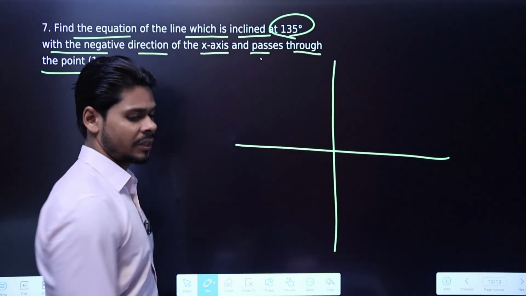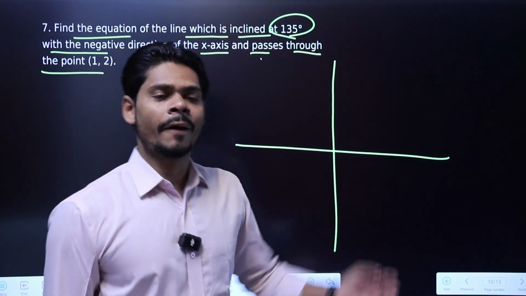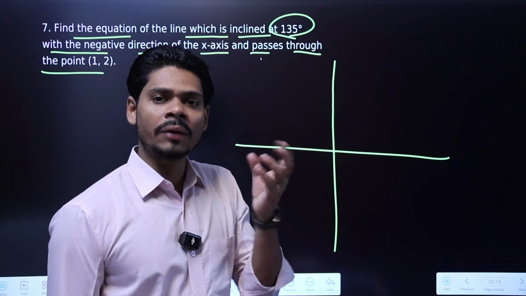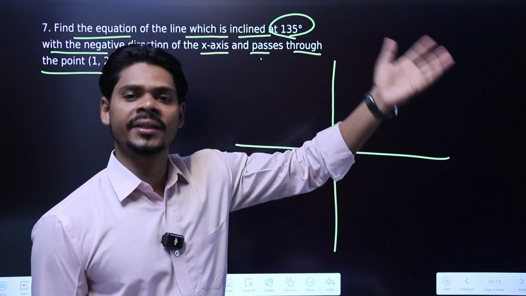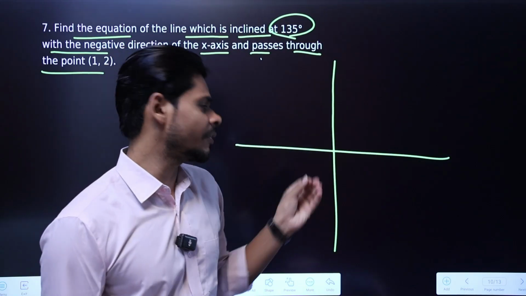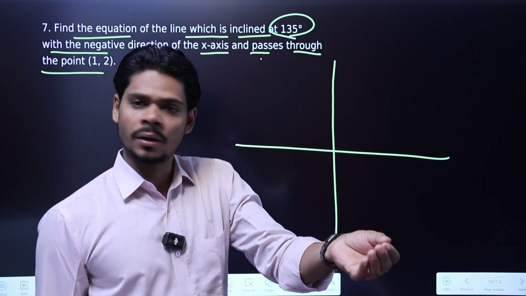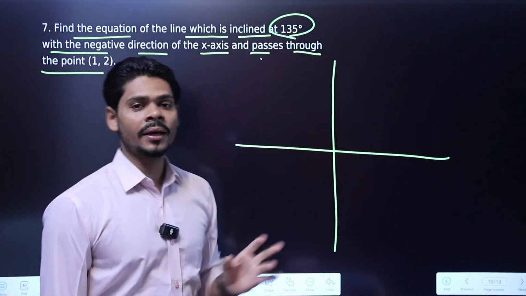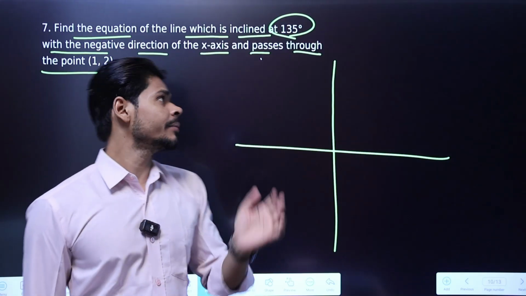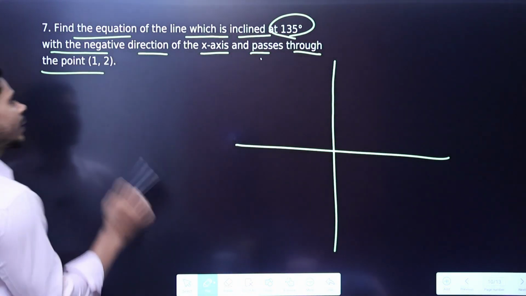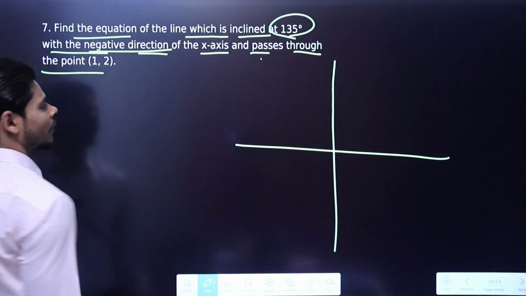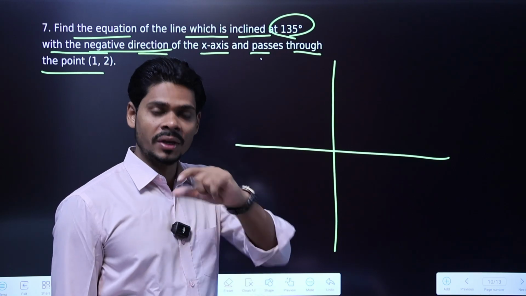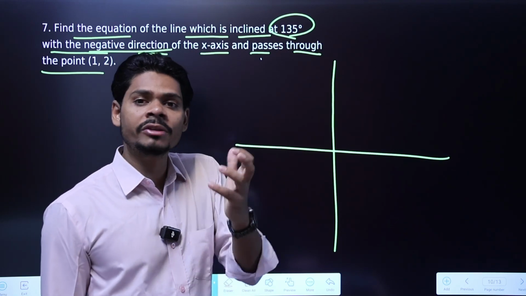Because we don't know the value for 135 degrees, and at grade 10 level they will not give you angles that exceed 90 degrees. You will always be given angles between 0 and about 30 degrees, right? But here they have given one exceeding 90 degrees, and we don't know the value of m for 135 degrees. They have mentioned that it is with the negative direction of x-axis, but we always take the angles with the positive direction of x-axis.